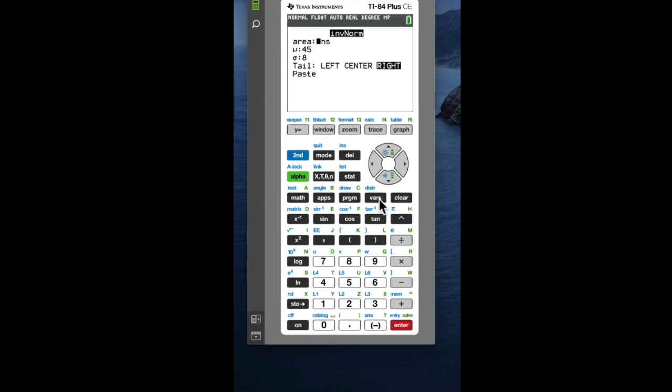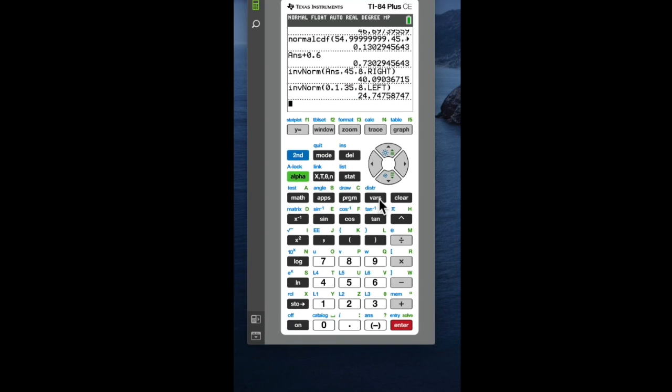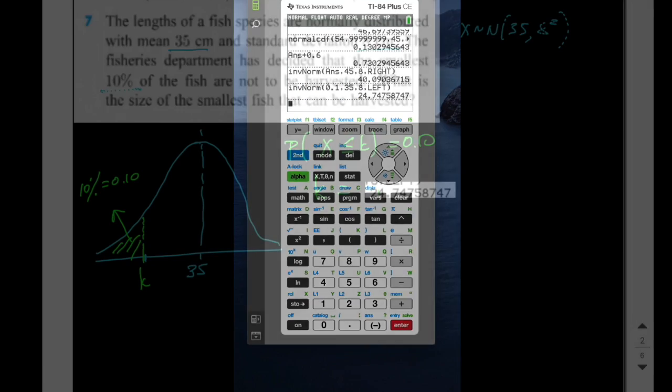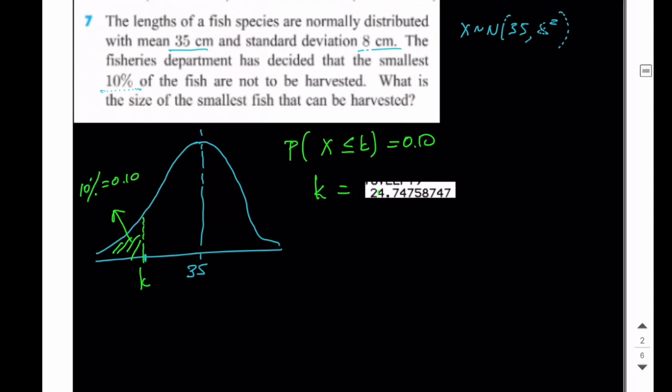We have that the area is 0.10. We know that the center is 35. We know that the standard deviation is 8. And we have the left side. And that's our answer, which is about 24.7 centimeters. And that's our final answer.